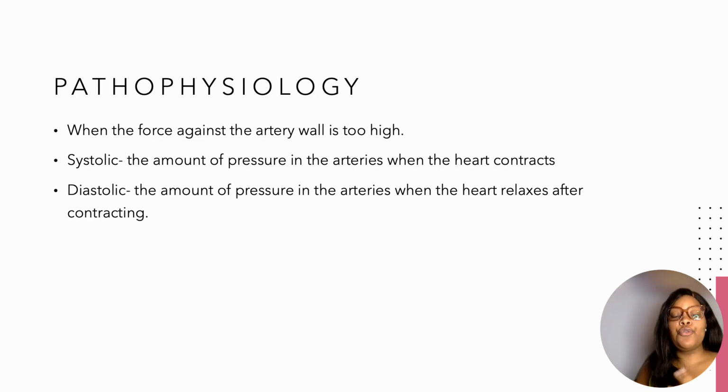But you have systolic and you have diastolic. So what happens during systolic? During the systolic, which is your top number, right? The systolic is the amount of pressure in the arteries when the heart contracts. And diastolic is the amount of pressure in the arteries when the heart relaxes after contracting. So systolic, contraction; diastolic, relaxing.